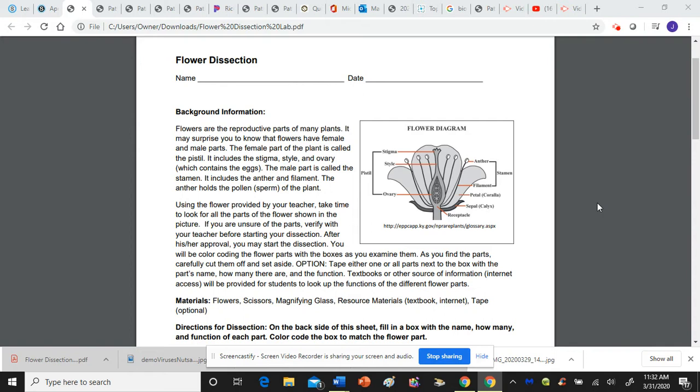If you cannot get any flowers, there is a virtual dissection that I have loaded to Schoology, and I've included that in the paper instructions also.